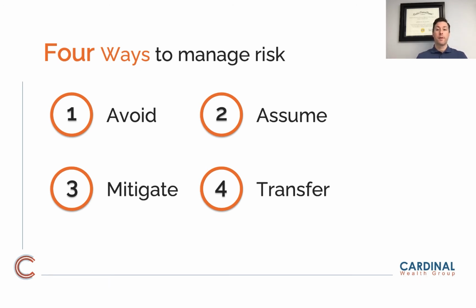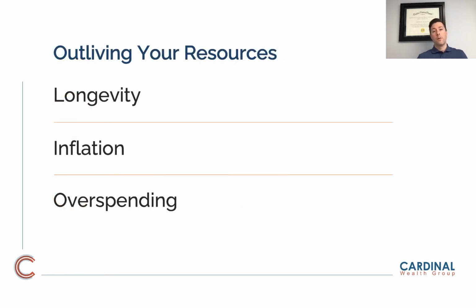A lot of times that could be to an insurance company. So let's talk about the 12 different types of risks. The first category we'll identify is outliving your resources. That first subtopic would be longevity risk. That's the chances of you outliving your money and resources.